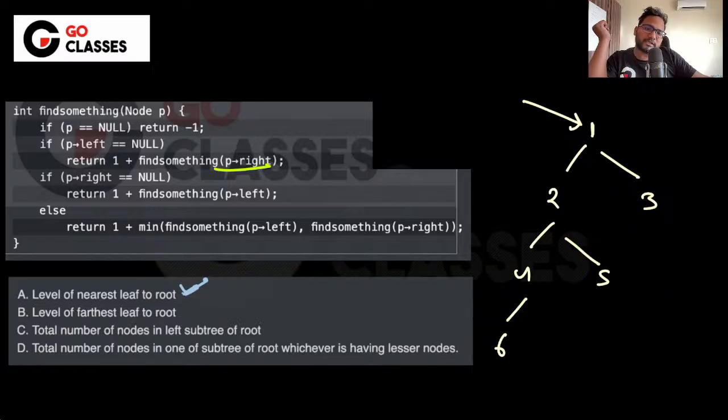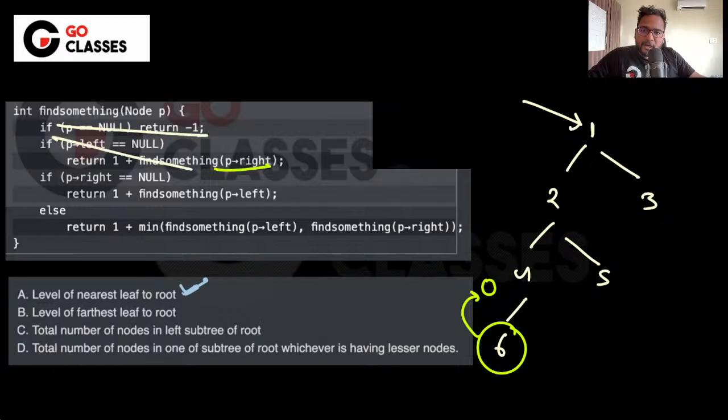See, for the leaf node, let's just agree what we will be returning. If this is a leaf node, then since left is null, it will be 1 plus right, and right will anyway be -1, so it will be 0. For the leaf node, it is fine that it returns 0, right? And for the 4, what should we be returning? Let's check again. Neither right is null nor left is null, that is why it will go here. Okay, since right is null, it will be returning 1 plus whatever left is returning. Left is returning 0, right? So it will be returning 1. So that is why 4 will be returning 1.